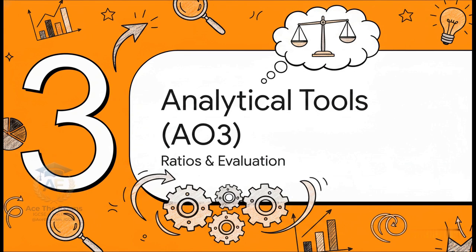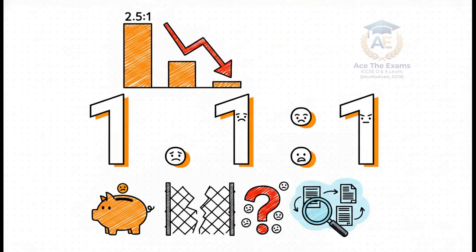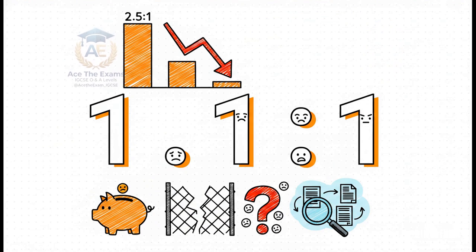We are now moving into assessment objective 3. This is where rote memorization officially ends and your high-level evaluation and investigative skills truly begin. So imagine you're analyzing liquidity and you see a drastic drop in the current ratio, say from 2.5 to 1.1. That often points straight to the sales ledger.